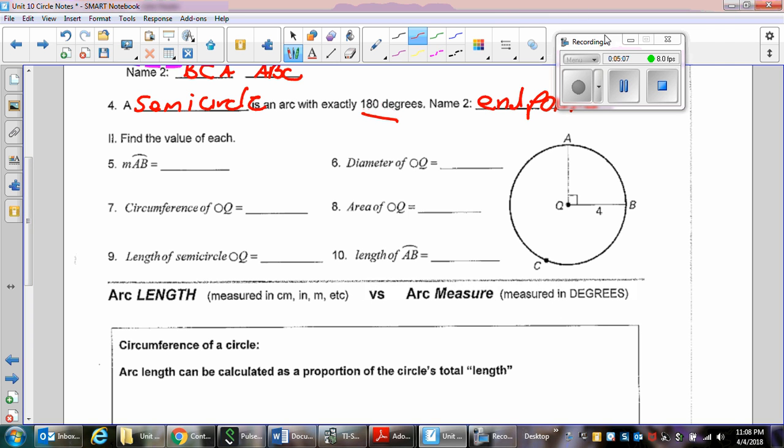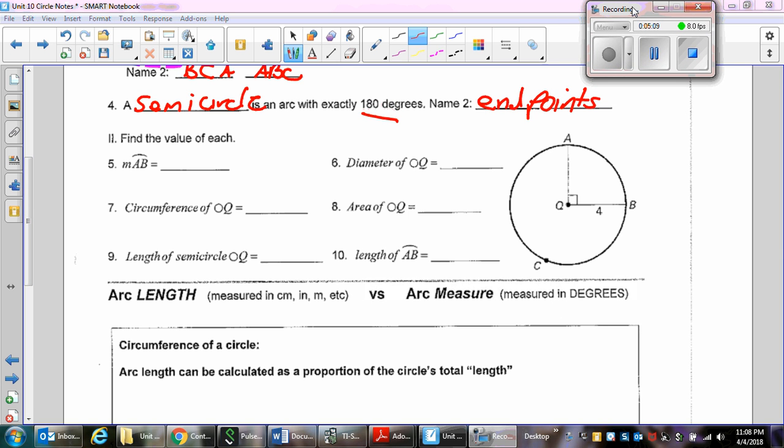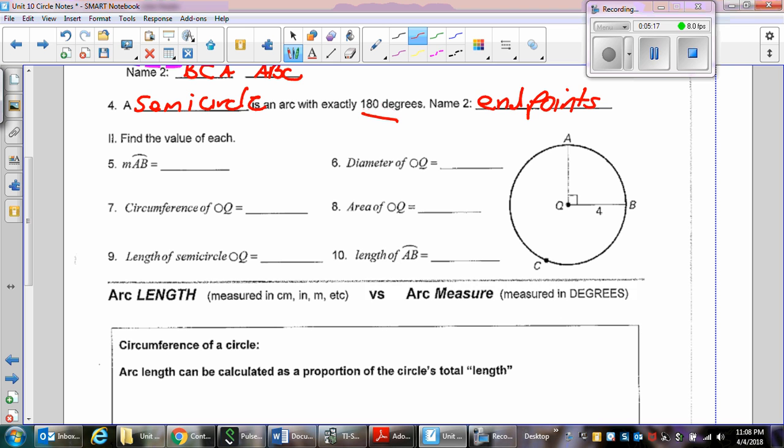All right, the second set of problems we want to do is find the value of each. And remember, we're going to talk about this more. See, when it talks about m here, I can't just keep on touching it with my hand.